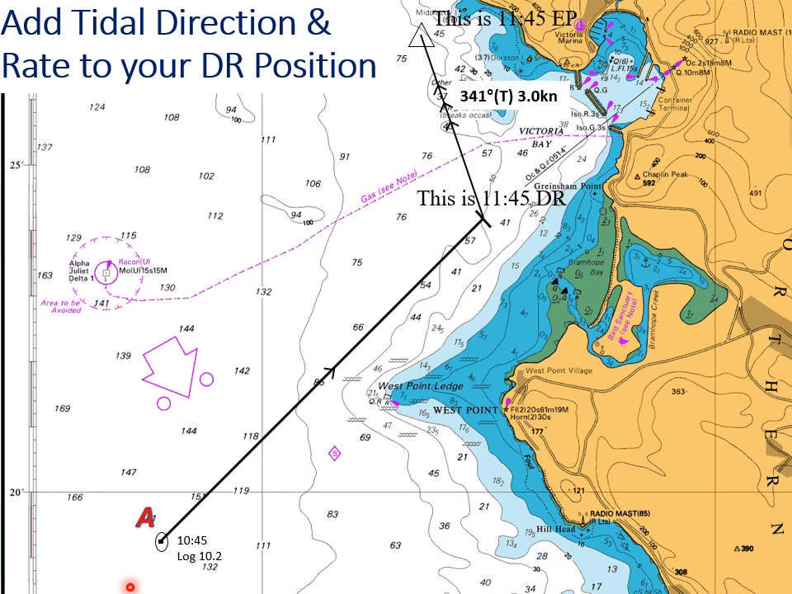We can see there's quite a significant difference between our dead reckoning at 11:45 and our estimated position at 11:45. This is due to 3 knots of tide, almost on the beam. So whilst we've been driving, our course over the ground has actually been pushed off quite a lot to port. Still got a small area of uncertainty around our estimated position, but that's to be expected. It's in the name, estimated.